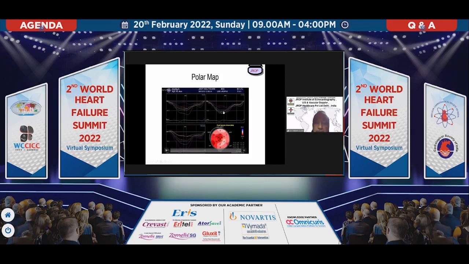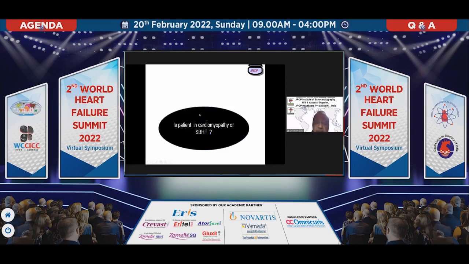And we look at the polar map of this particular person. It's minus 11.8, despite all these normal functions which we show. What is this patient? Is it cardiomyopathy or stage B heart failure? That's what the importance is. Mind my word, he's a person who's diabetic, no symptomatology, and he's right now in a cardiomyopathy.